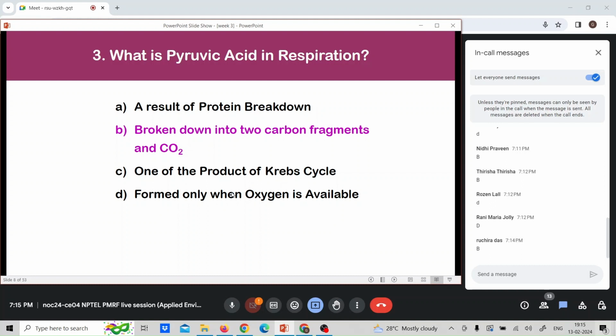So the right answer would be this: we all know that glycolysis happens, so it's not a protein breakdown. It's not a product of the Krebs cycle either, but in turn this moves to the Krebs cycle for further metabolism. Pyruvic acid breaks down into two carbon fragments and carbon dioxide. So that is the right answer. I guess it's clear for you all, for those who said D. If you have any opinions on it, you can put it in the chat box. I'll wait for a few minutes. If it's clear, just give a yes, or if you feel it's still contradicting, you can say so. Okay, right. With that, I understand everyone's clear now, so I'll move to the fourth question.